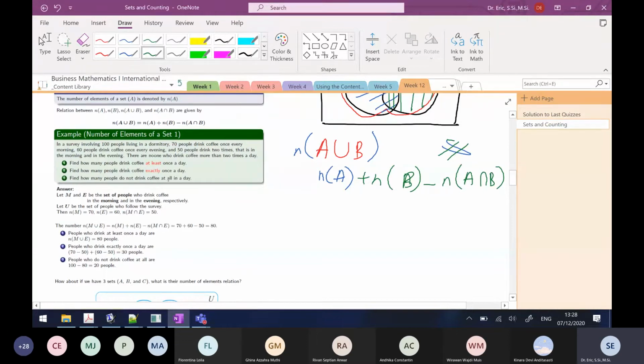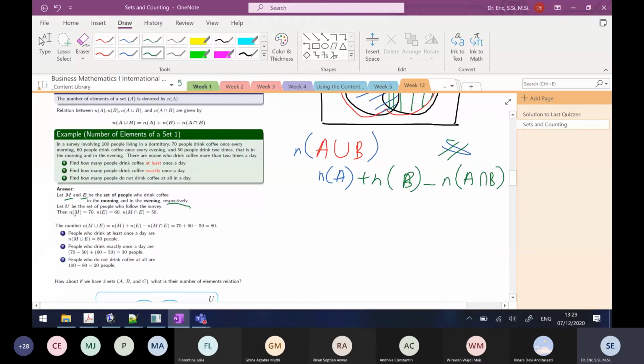The first thing you have to do is define your variable. Let M and E be the set of people who drink coffee in the morning, and the set of people who drink coffee in the evening, respectively. The morning one is M, the evening one is E. And let U be the set of all people who follow the survey. So the universal set is all people who follow the survey.